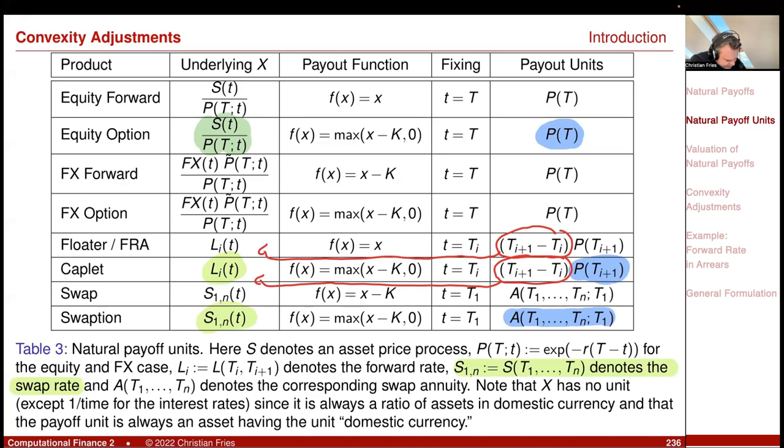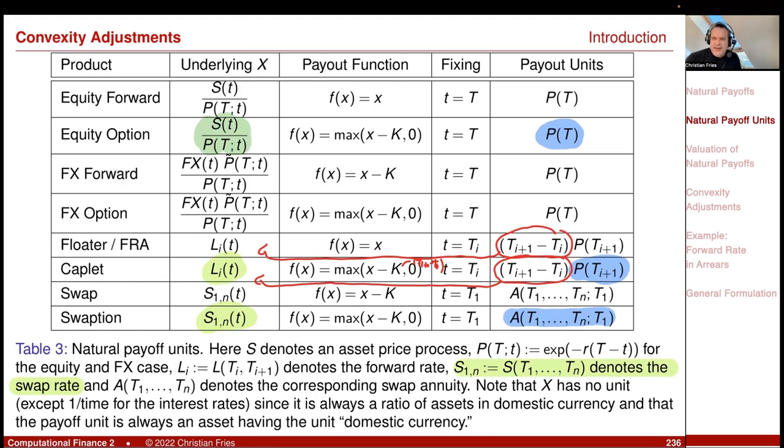Maybe here I have to multiply the K also with T_{i+1} minus T_i, because K is a rate, but now I pay you the maximum of the rate times the period length. Okay, that's a trivial adjustment. But what about the swap rate?